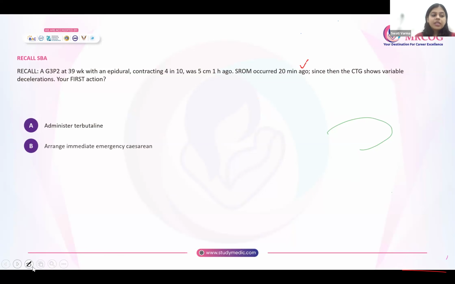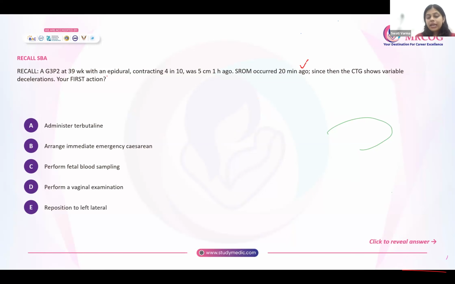Next, a Gravida 3 para 2 at 39 weeks with an epidural, contracting 4 in 10 minutes, was 5 centimeter 1 hour ago.